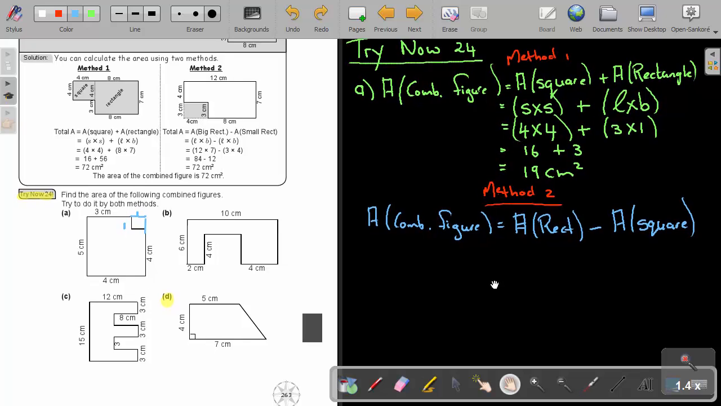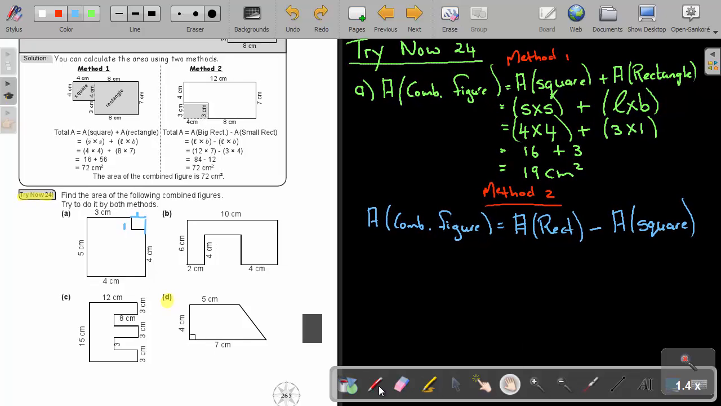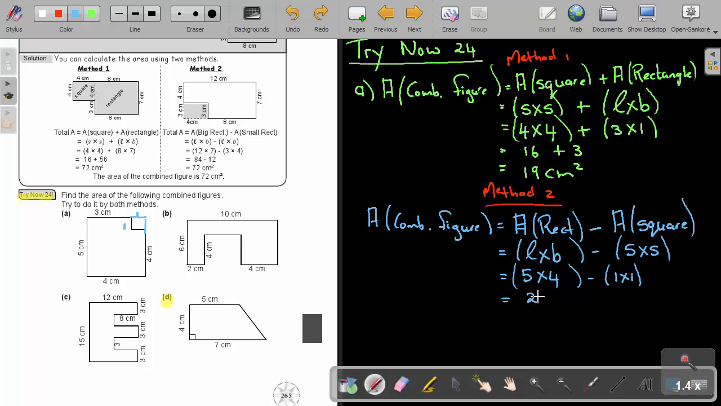Let's just move it up a little bit. So basically, I'm just going to say area of a rectangle, remember length times breadth, area of a square, side times side. So big is going to be 5 times 4. And the small is going to be 1 times 1. So this is going to be 20 minus that one. Oh, 20, remember, minus. And that's exactly going to give me 19 centimeters squared. You can either do it with method 1 or with method 2.